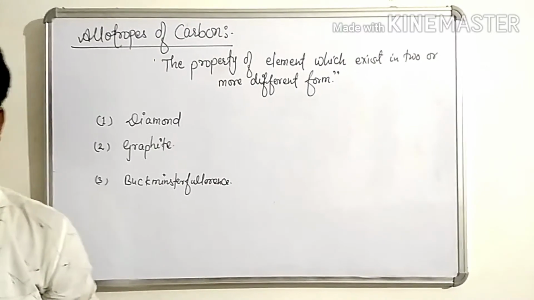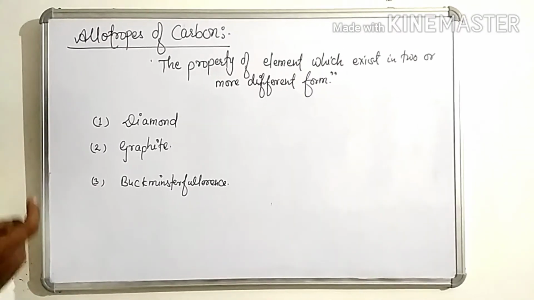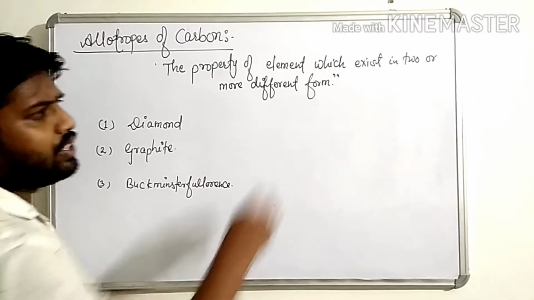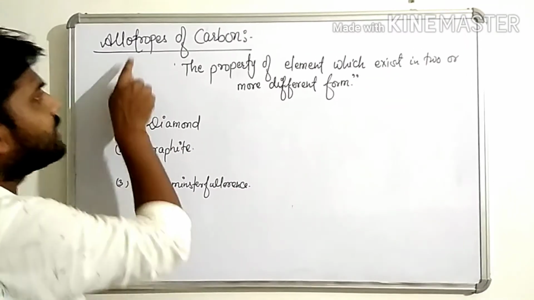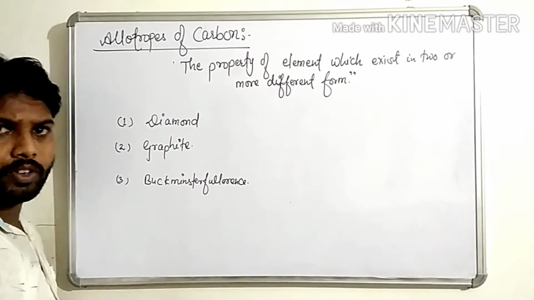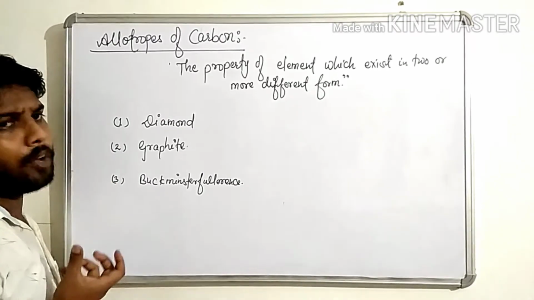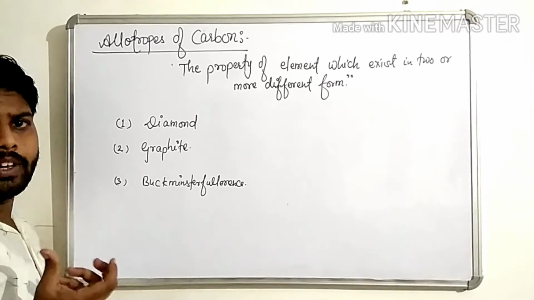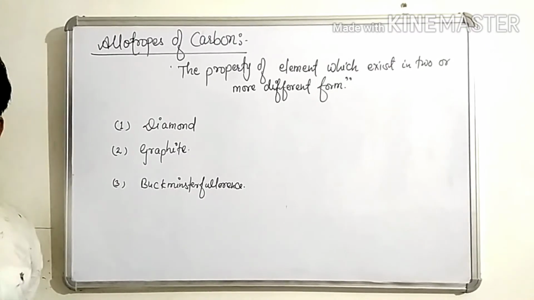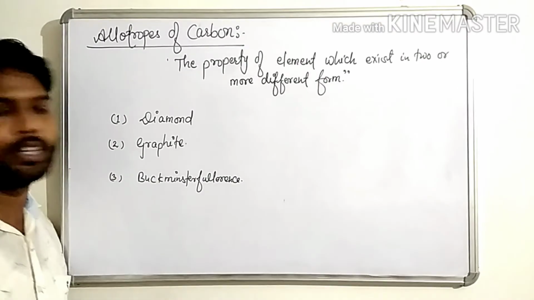Now, allotropes of carbon. Okay, students, allotropes means two or more different forms. So the property of an element which exists in two or more different forms is known as allotropy. It means carbon can exist in two or more different forms. One thing should be remembered children, that allotropes always give the same chemical behavior. Means any allotrope of any element always gives the same chemical behavior but can differ in physical properties.